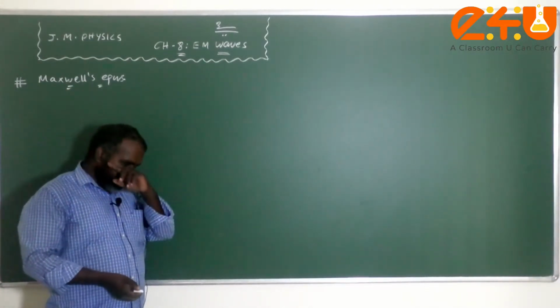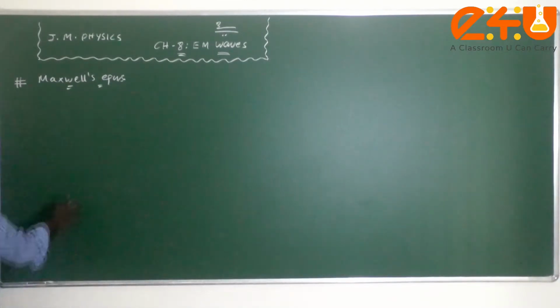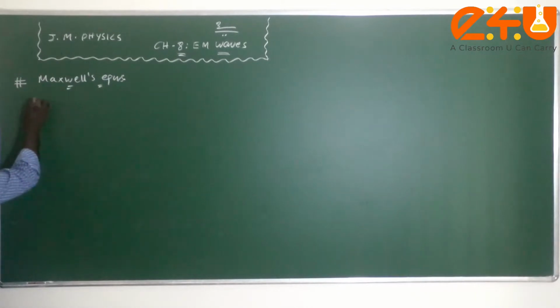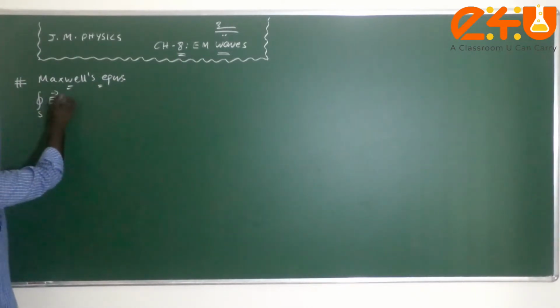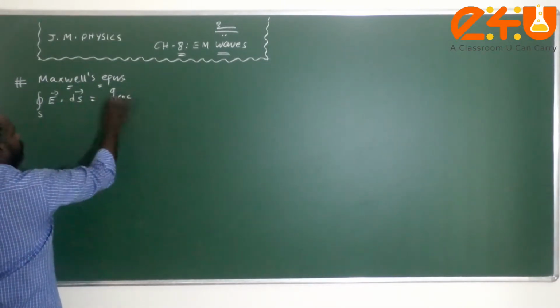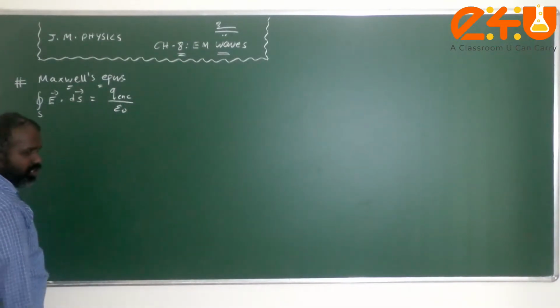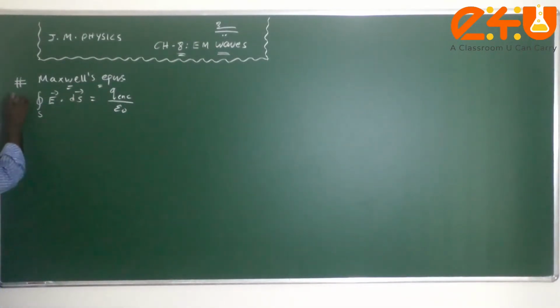In electrostatics, what we got, children? Gauss law we get. Yes, Gauss law for electrostatics. What does it say? The electric flux, that is E vector dot dS vector, is equal to Q enclosed divided by what, children? Epsilon naught. This is the first equation.